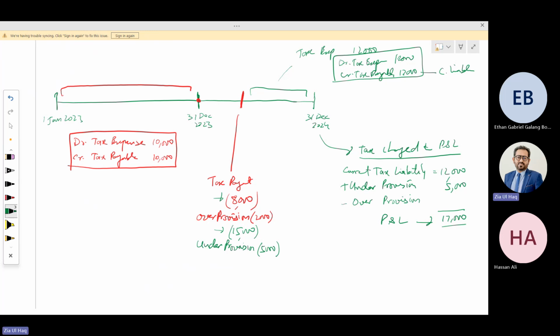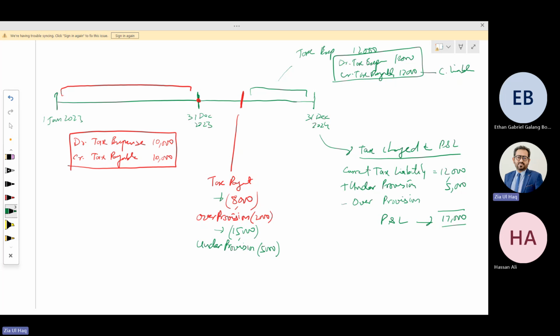If there was a previous under provision, it means we actually paid more, but we charged liability less. So the remaining we will charge now by adding to the current. And if there was a previous over provision, we will deduct. Why will we deduct? Because we created more liability in the previous year while we paid less.